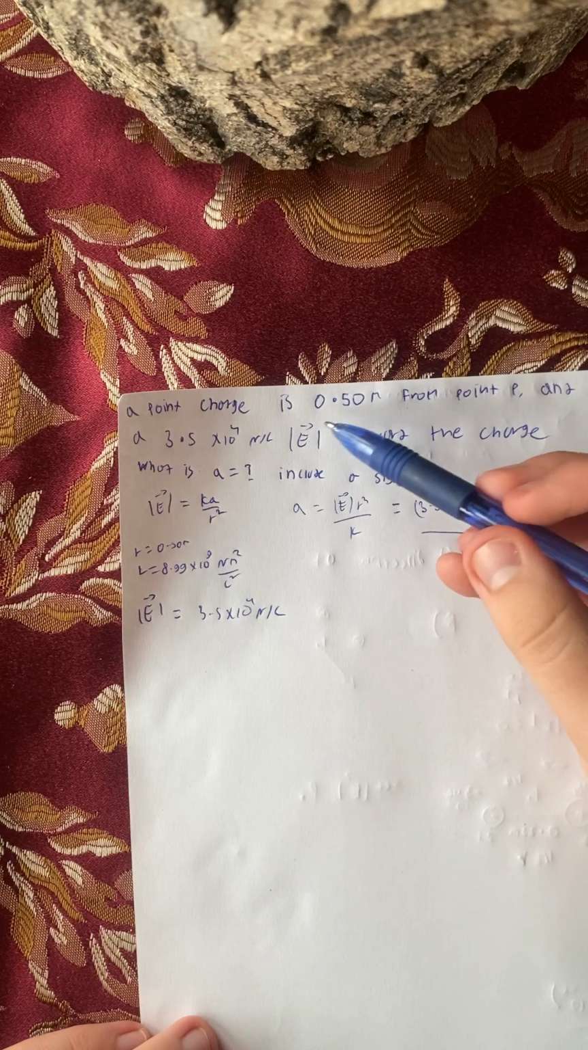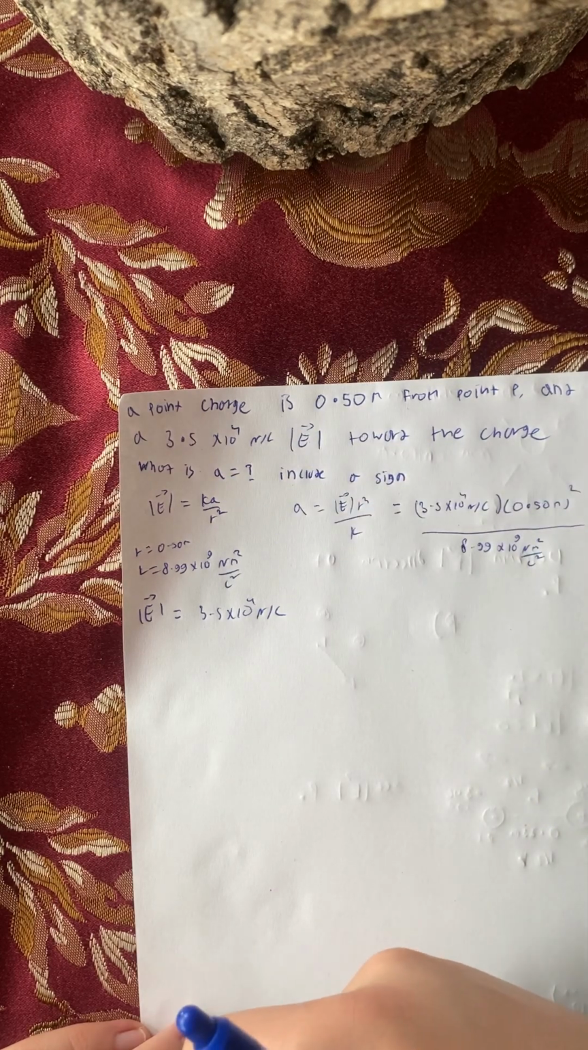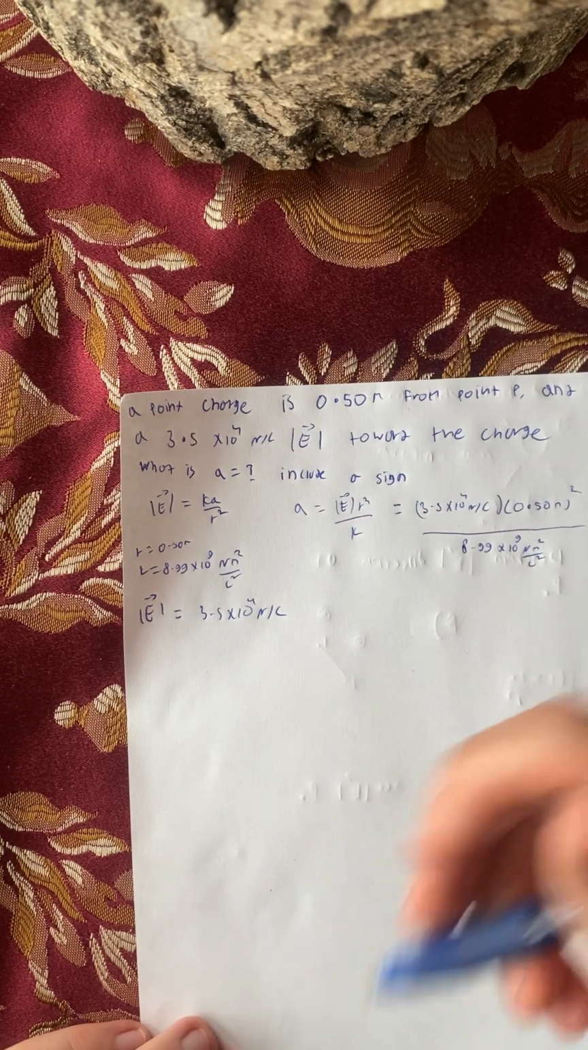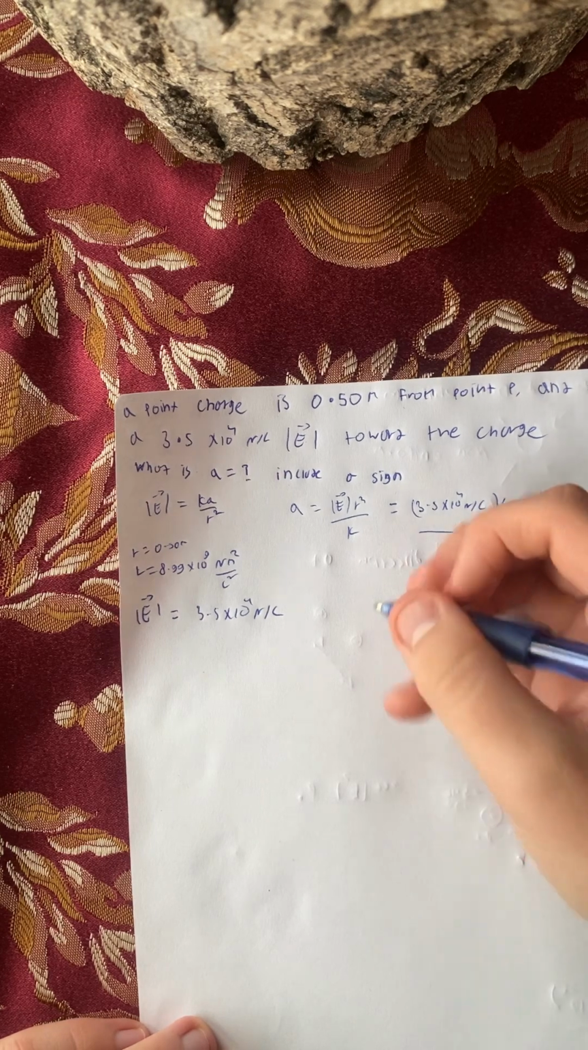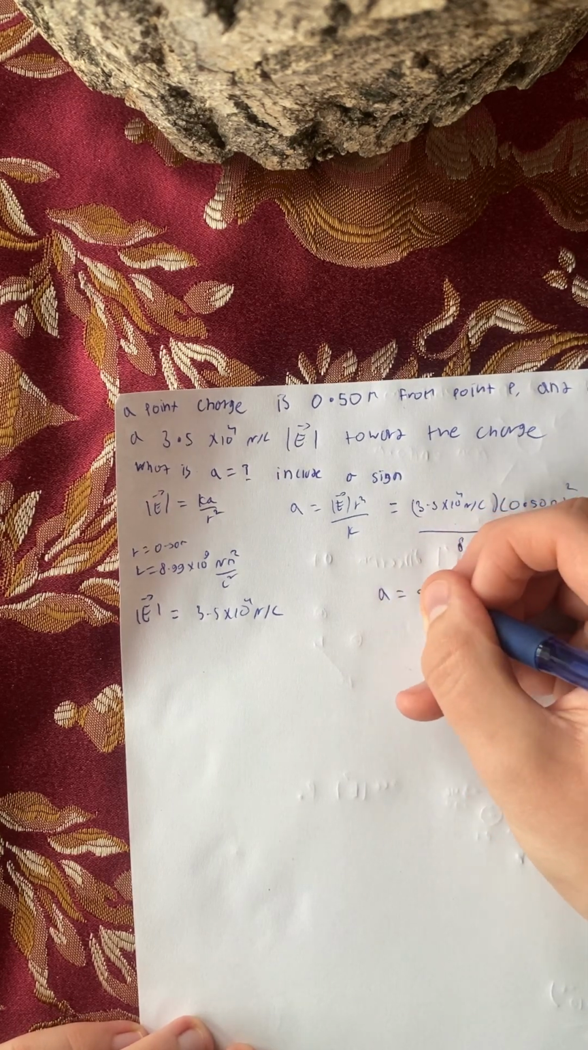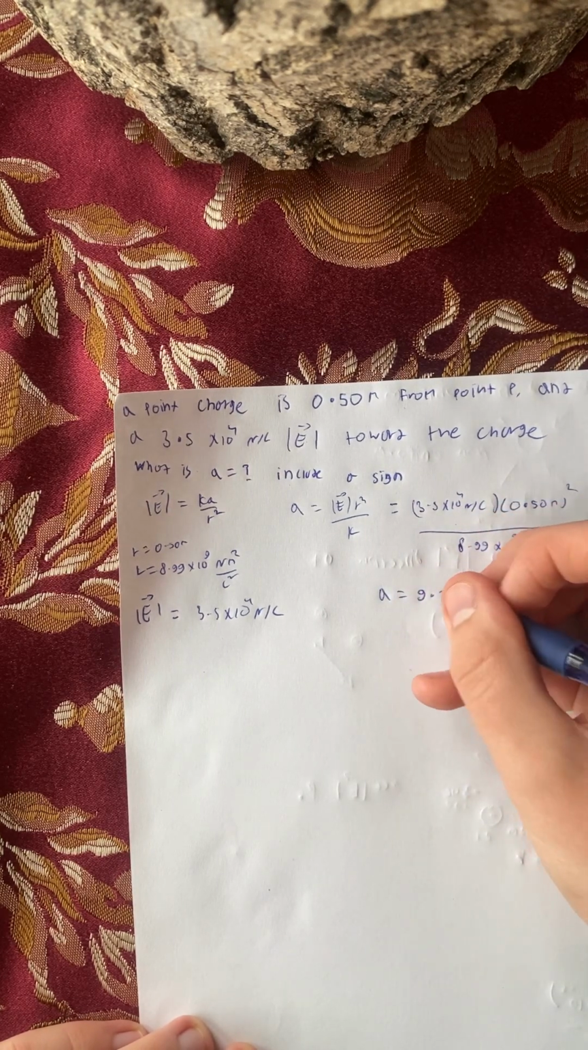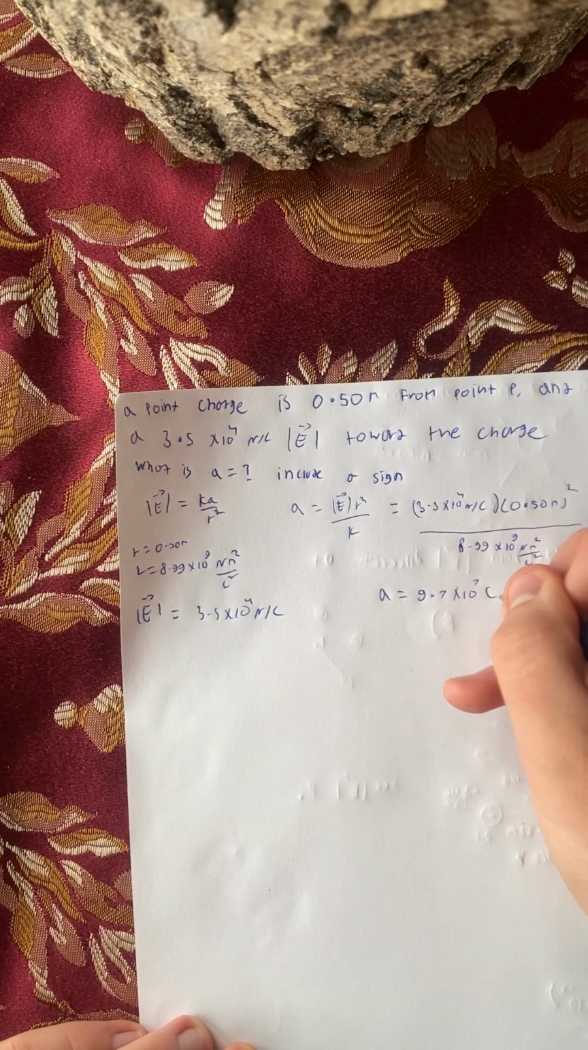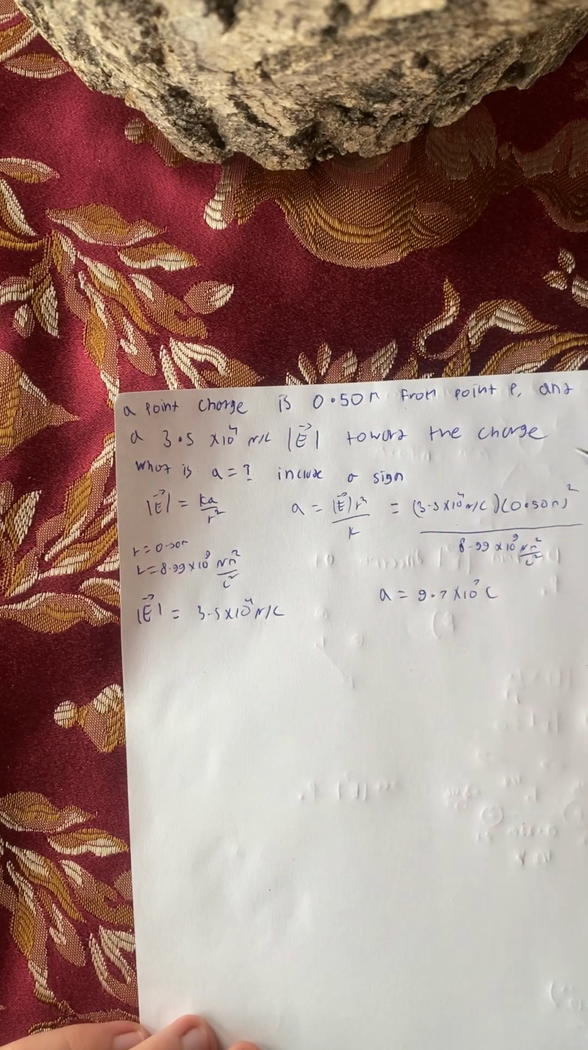So since we have 2 sig digs in the question, we're going to be rounding this final answer to 2 sig digs. So the charge is 9.7 times 10 to the negative 7 coulombs. But we're not done yet, we need a direction.